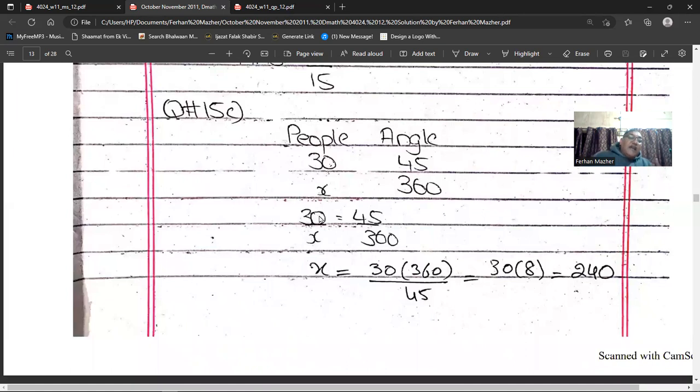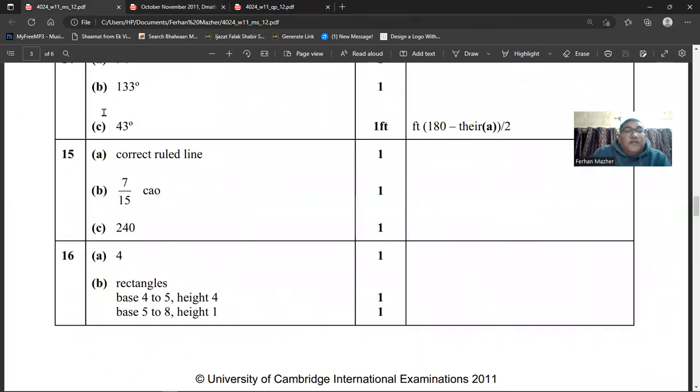So that's 30 by x equals 45 by 360. Cross multiply, so x will be equal to 30 multiplied by 360 divided by 45. That will be 30 into 8, and that will be 240. So in the survey, there are 240 people.